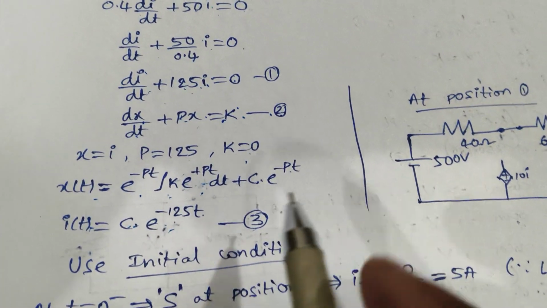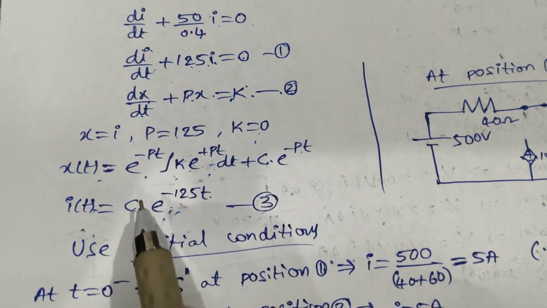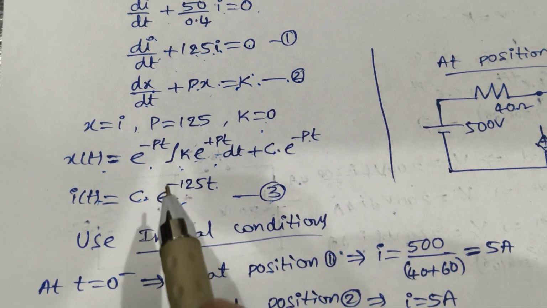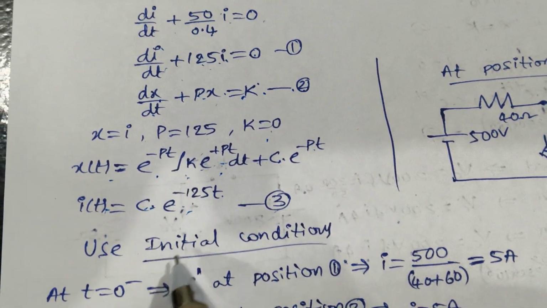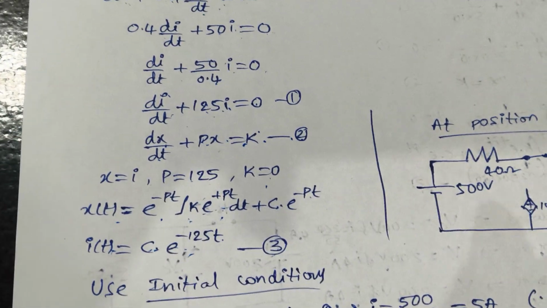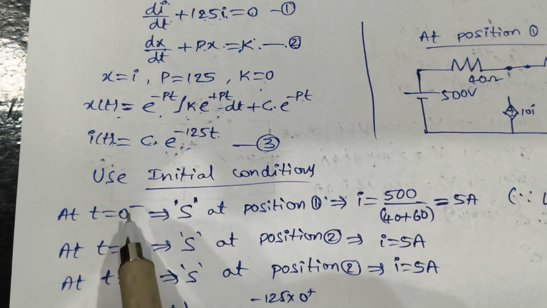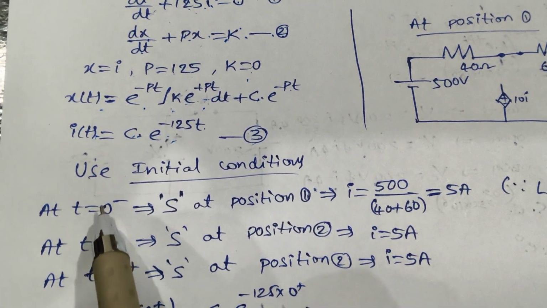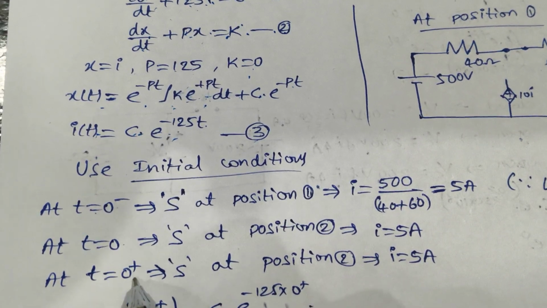After getting this third equation, this is the complete solution, but you need to find this arbitrary constant c. To find this arbitrary constant c, use the initial conditions. What are the initial conditions? That we'll see. Initial conditions or transient conditions are at t equal to 0 minus, 0 and 0 plus.